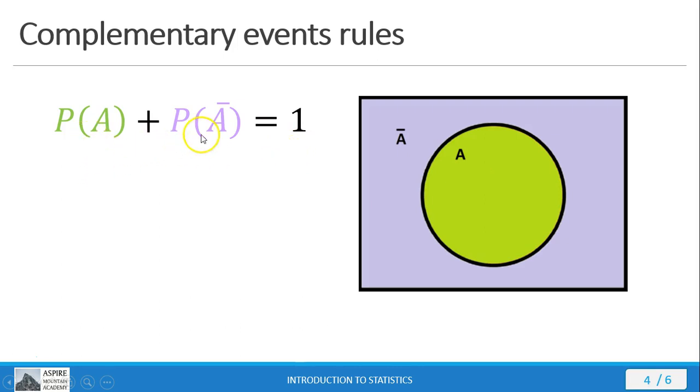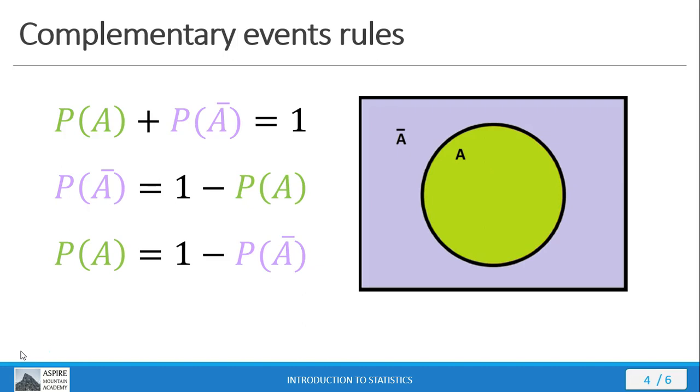So if we take this equation and rearrange it, let's say I subtract the probability of A from both sides, I end up with this little guy here: the probability of not A is equal to 1 minus the probability of A. And I could switch that up. I could get this equation if I subtract the probability of not A from each side. So these three equations are really saying the same thing. If we know everything, which is 1, and we know one of these two, we can get the other one just by subtracting from 1, because both of these together have to add up to everything.